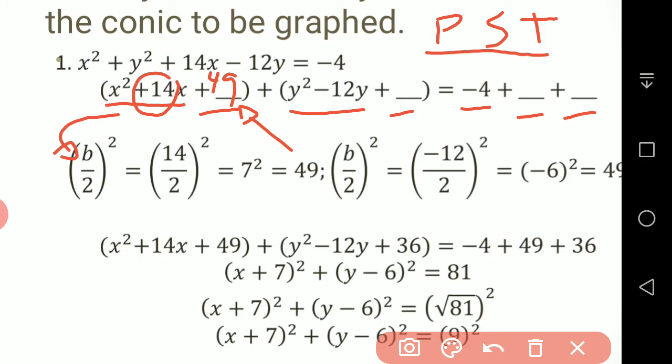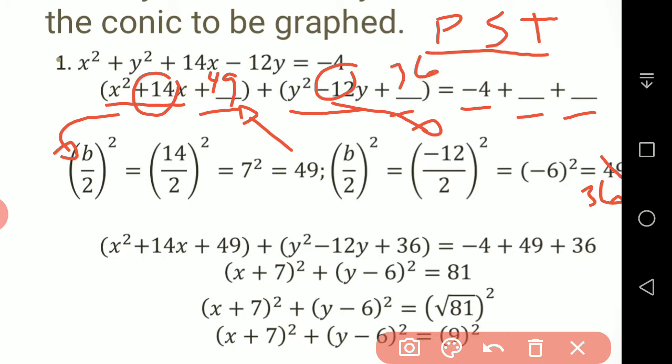Let's do the same with the other binomial, y squared minus 12y. Our coefficient of the middle term is negative 12. Again, we divide by 2, then square it. We have negative 6 squared. That should be 36. So we put 36 here.